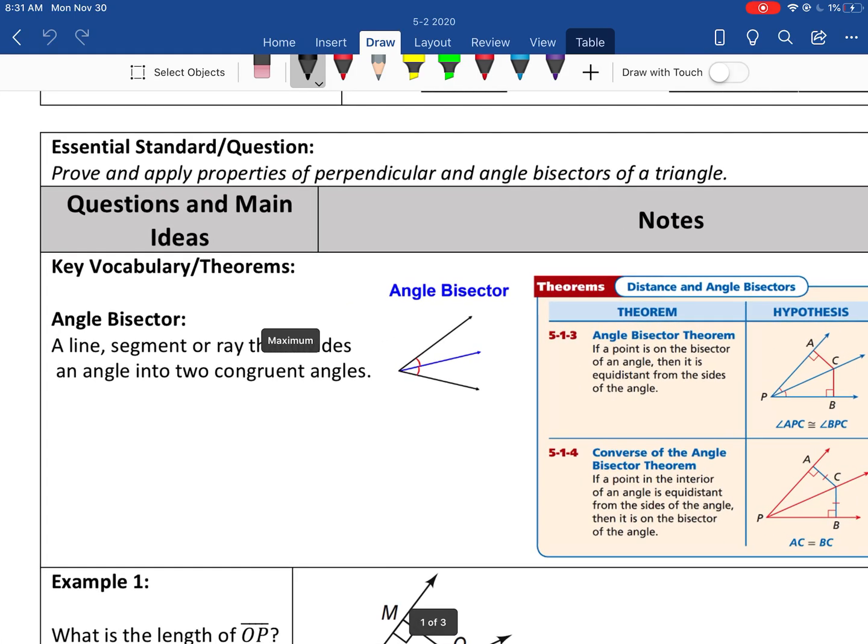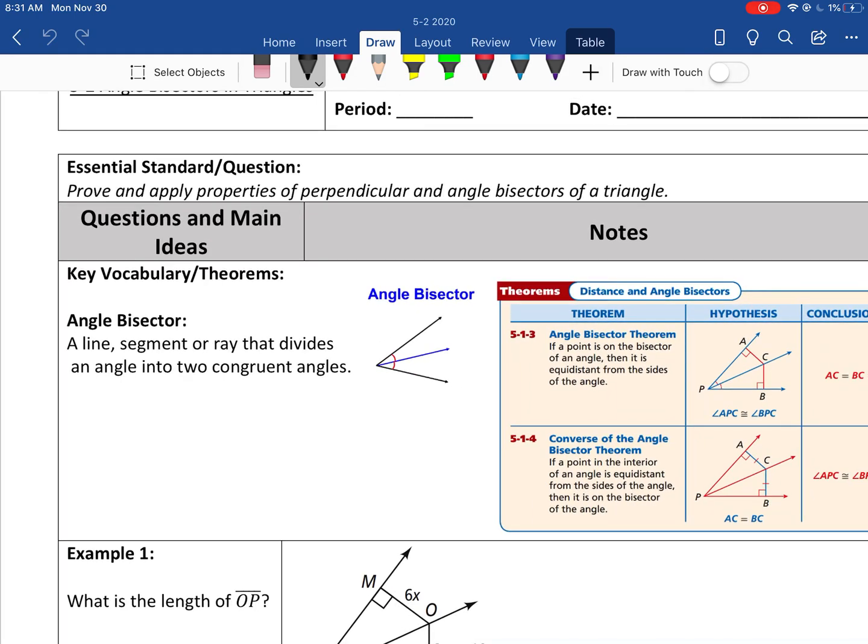So remember that an angle bisector is a line segment or ray that divides an angle into two congruent angles. If you look here, I have this one angle right here. This ray cuts it in half, creating these two equal angles. Okay, so that is an angle bisector. It creates two equal angles.